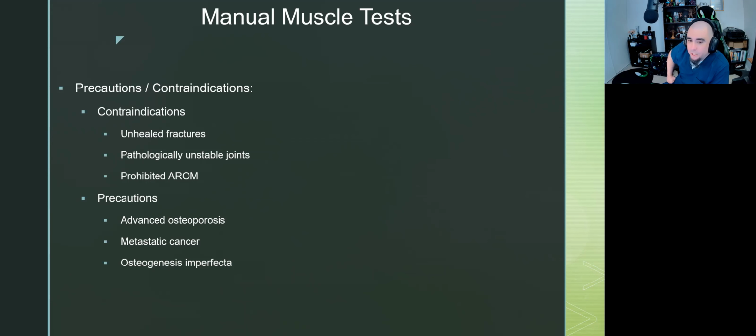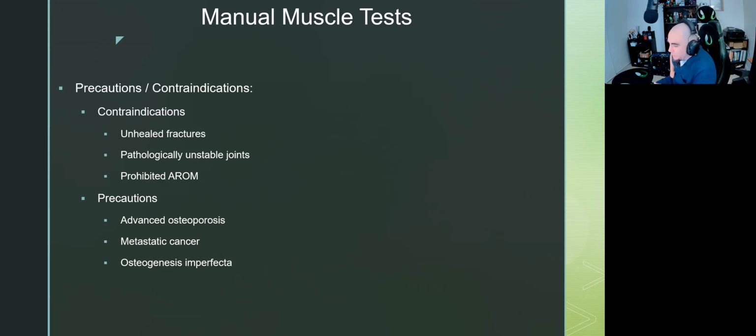If they've got a pathologically unstable joint, if they've got something going on where they have a pathology of that joint, you've got to be careful with it. Or where range of motion is prohibited. If they can't do range of motion, we don't want to test their strength. That kind of makes sense.